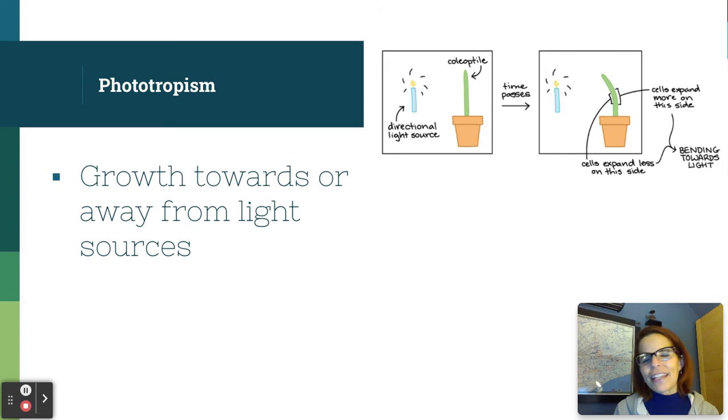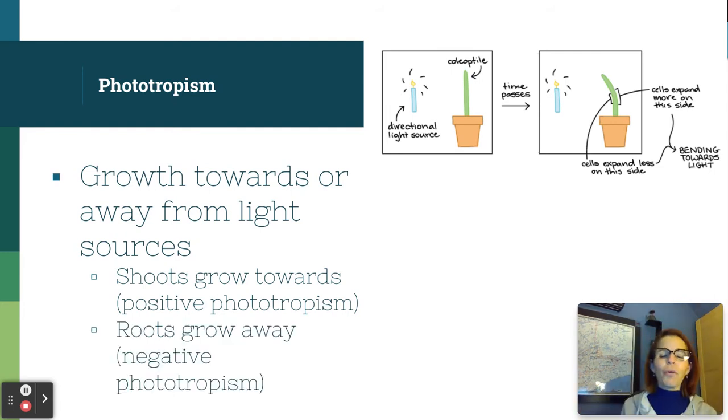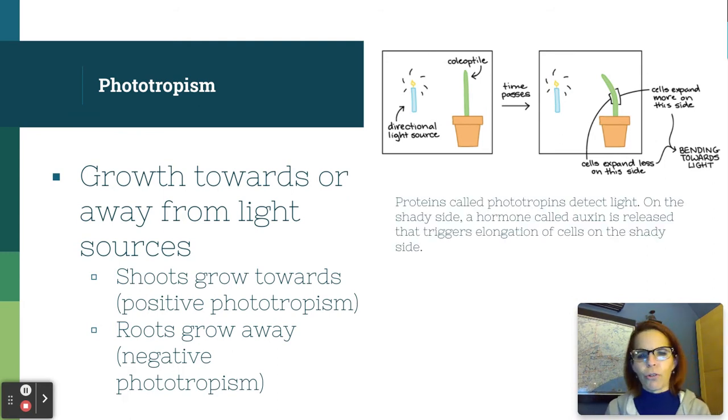The first one, which I have always found fascinating, is called phototropism. Photo means light, and trope refers to the movement toward. So shoots, the top part of the plant, exhibit positive phototropism. In this case, positive means towards, so they grow towards the light. But the roots grow away from light, and so they experience what's called negative phototropism.